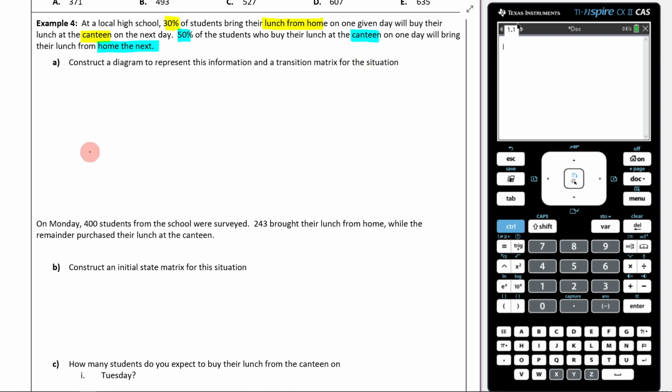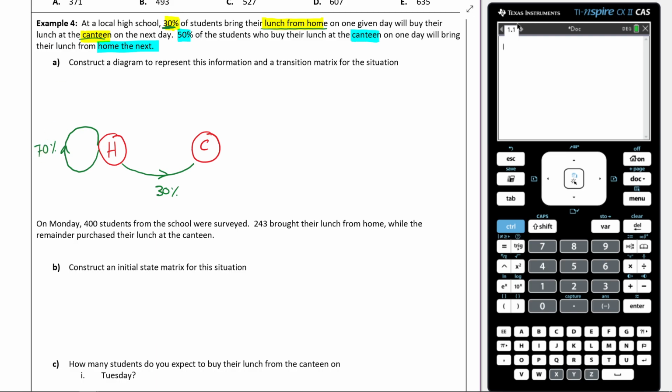So hopefully you can see that you can either bring your lunch from home or buy it at the canteen. They're your two options. Now, 30% of those that bring their lunch from home will go to the canteen the next day. So home to canteen is 30%, which must mean that 70% of those who bring it from home will bring it from home the next day. So 70% of those that bring it from home on one day will also bring it from home the next day.